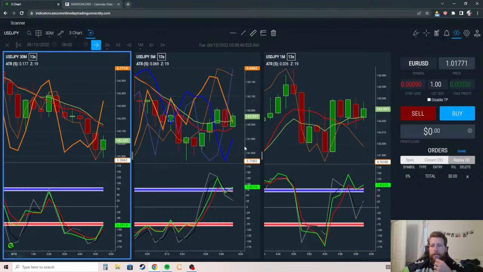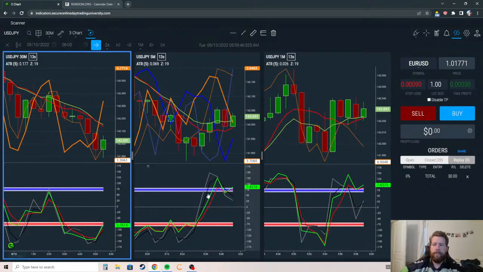Without going into too much more detail, I think that's sufficient. Basically, the main thing we're looking at is how the price action interacts with these pressures, and based off of that, we can look at the orange and blue lines to give us confirmation if it's a trade that we want to take.